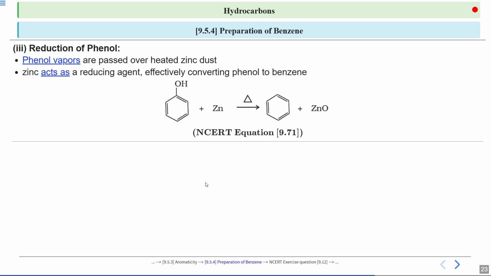So zinc acts as a reducing agent. This means zinc helps us to remove oxygen from phenol, effectively converting it into benzene, which is a simpler hydrocarbon with just a benzene ring and no extra group. You can see the chemical equation here. Remember, a reducing agent like zinc is crucial because it donates electrons to remove oxygen, leading to the formation of hydrocarbons from more complex molecules.